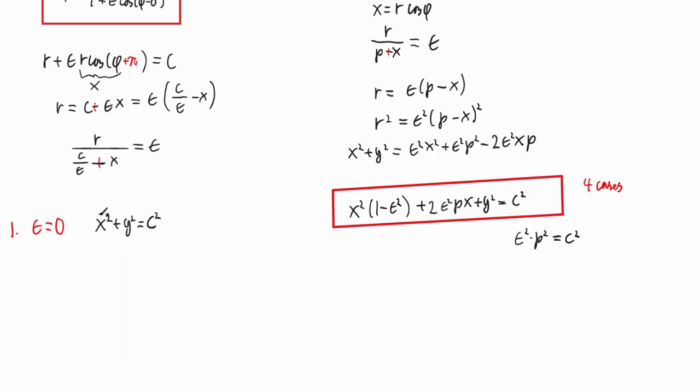So then really you get x squared plus y squared equals c squared. So that's a circle, which of course is one of the conic sections. Next, we're going to look at 0 is less than epsilon, which is less than 1. So what does that do? Well, if you look here, that means that 1 minus epsilon squared is positive.